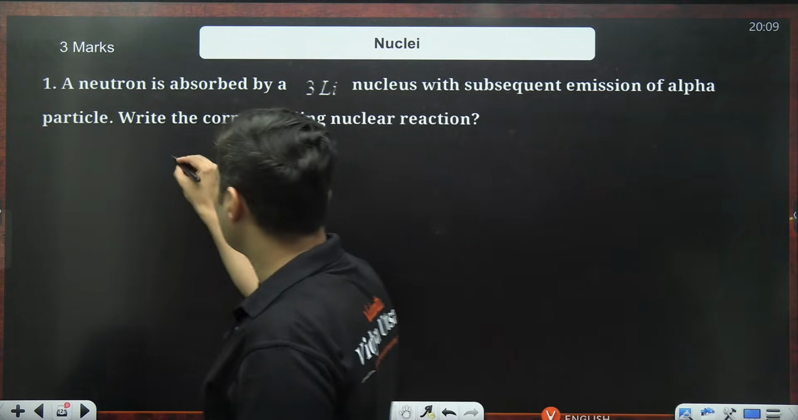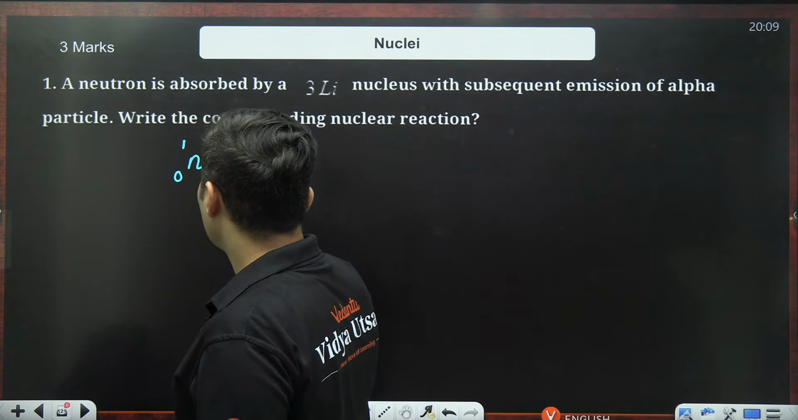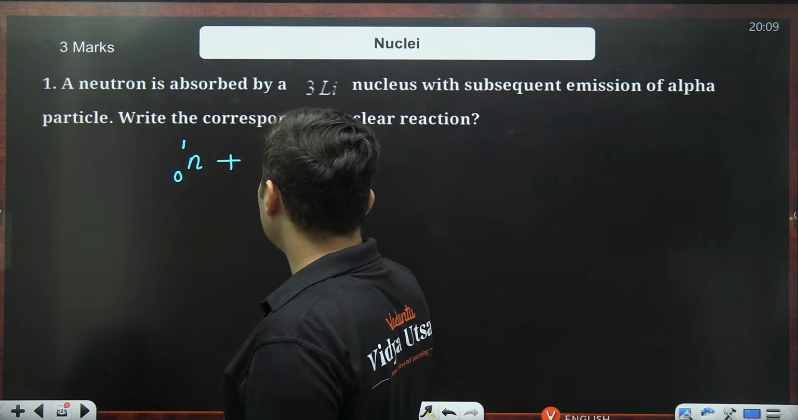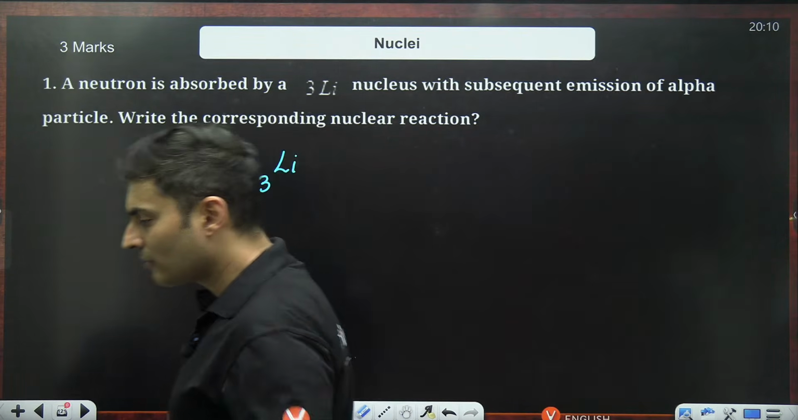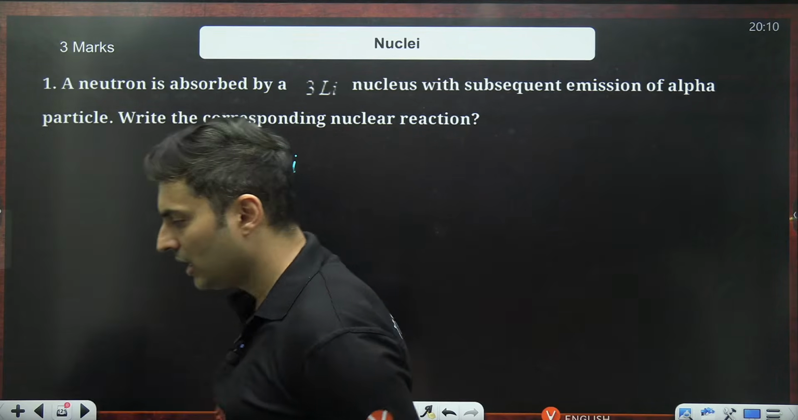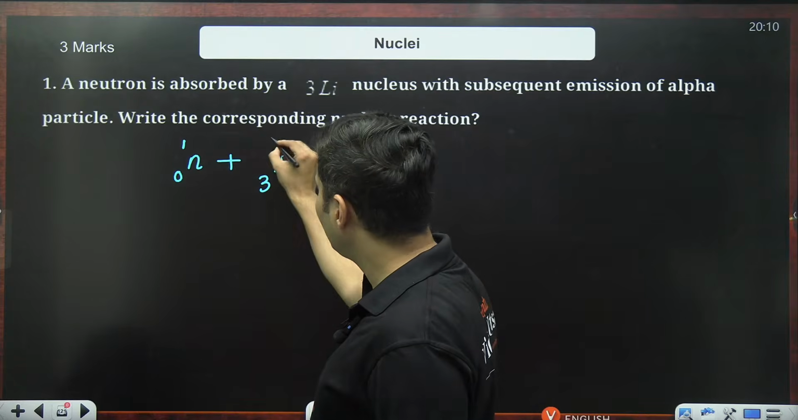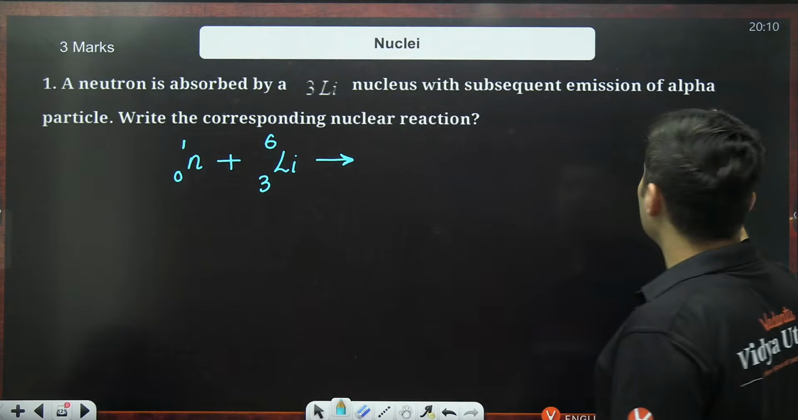A neutron is absorbed. Neutron means n, with 1 and 0. It is absorbed by lithium, so lithium is there over here, with atomic number 3. What is the atomic mass number of lithium, guys? Yeah, 6. Okay, shall we put it? All right. Perfect. Is equal to what? Is emission of alpha particle.